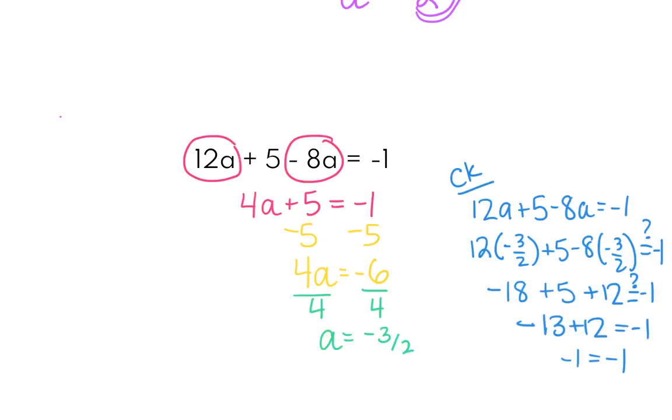Here is the answer. The first thing I did was combine 12a and negative 8a to get 4a. From here, I solved and got negative 3 over 2, or you could have written this as negative 1.5. Either one works. When you plug it in, it does check, so that is the answer.